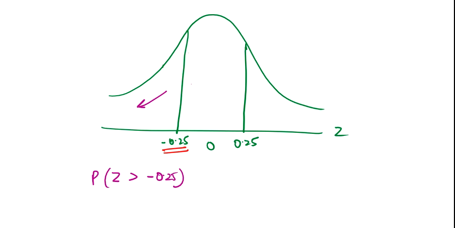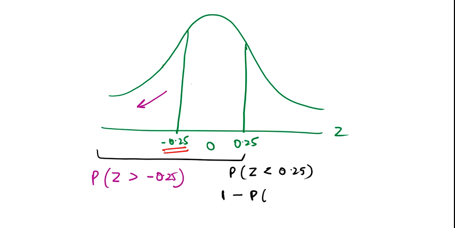Now try to think. First of all, think that the probability of Z less than 0.25 is this black area. Try to think and let's move ahead. The probability for Z less than 0.25 is this black area. Clear? Now if I do 1 minus the probability of Z less than 0.25, what will I get? This portion is equal to this area.